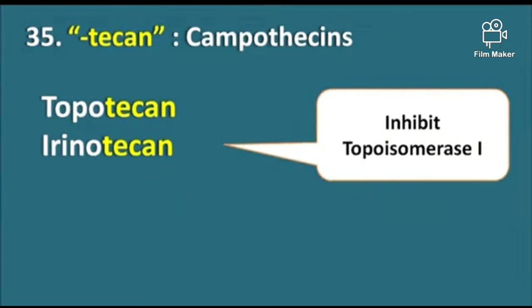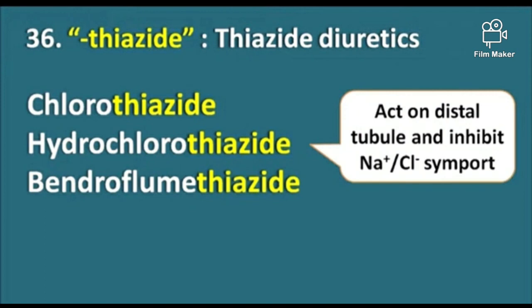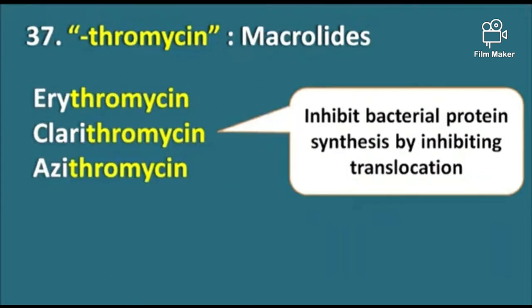Statins. Tecan, camptothecins: topotecan, irinotecan inhibit the topoisomerase 1 enzyme. Tecans inhibit the topoisomerase 1 enzyme. Thiazides, diuretics: chlorothiazide, hydrochlorothiazide, bendroflumethiazide act on the distal convoluted tubule and inhibit the sodium and chloride symport. Thromycin, macrolides: erythromycin, clarithromycin, azithromycin inhibit bacterial protein synthesis by inhibiting translocation.